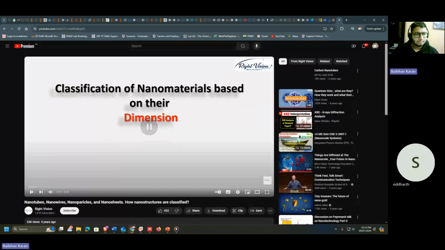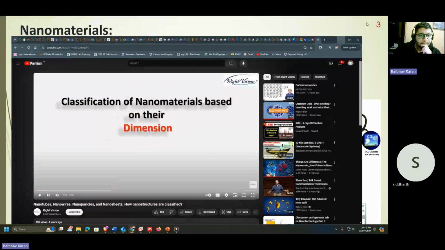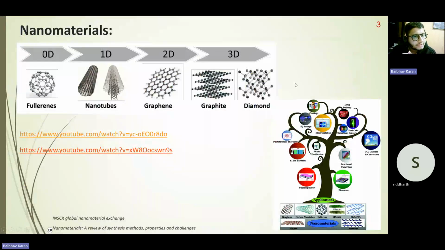Okay, as I said, you got an understanding of what nanomaterials are and what properties we can get by engineering the nanomaterials, or engineering the particles at a nanoscale.